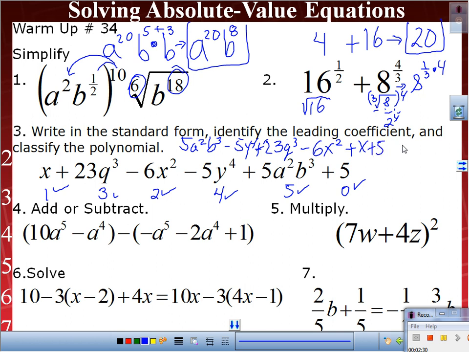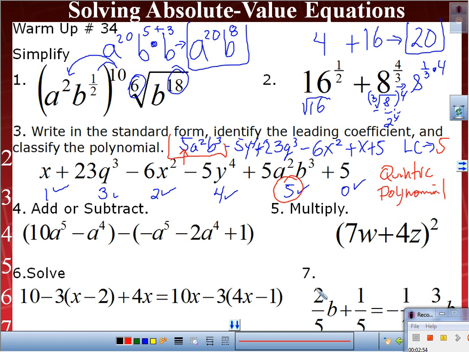That's standard form. The leading coefficient, now that it's in standard form, I look at my first term. What is the number multiplying the variables? It's 5. All right, so we got that so far. What is the highest degree? 5, so it's a quintic. And since it has many terms, it's a polynomial. And if you got that.